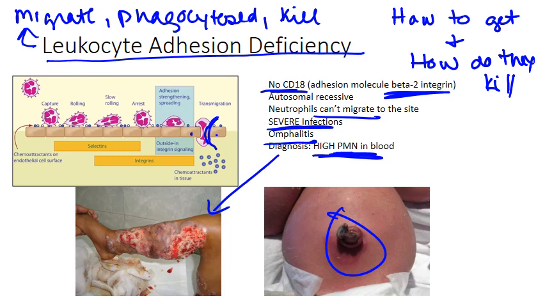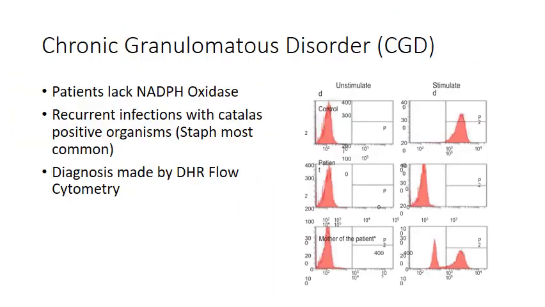To diagnose this, you're really just looking for those high PMNs. Then you can do flow cytometry and basically look for the absence of CD18. When you don't find that, you pretty much know what's going on. The only curative treatment is a bone marrow transplant or a stem cell transplant.